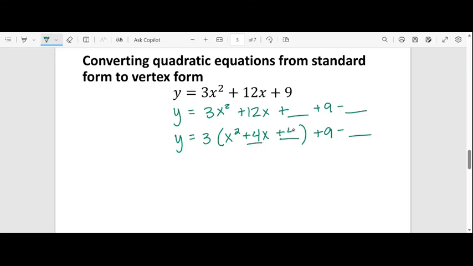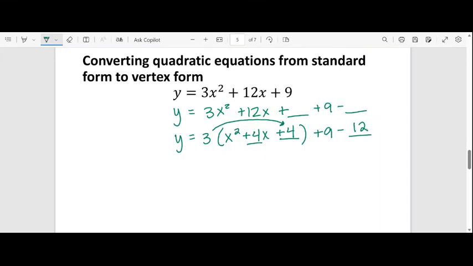2 squared is 4. It's actually not a 4. It's a 3 times 4. So doing something 3 times, right? 3 times 4 is 12. So I actually added 12 into this equation. To keep it balanced, I have to subtract 12.